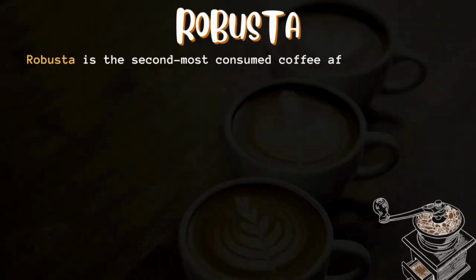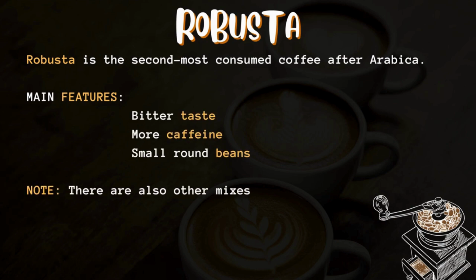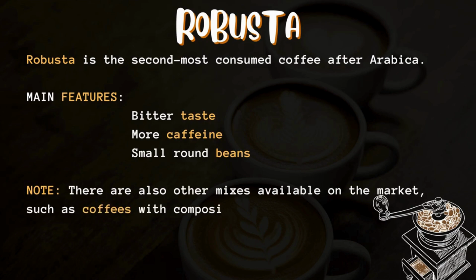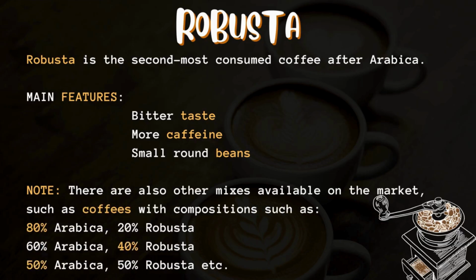Robusta is the second most consumed coffee after Arabica. Main features: bitter taste, more caffeine, small round beans. Note, there are also mixes available on the market, such as coffees with compositions such as 80% Arabica with 20% Robusta, 60% Arabica with 40% Robusta, 50% Arabica with 50% Robusta.